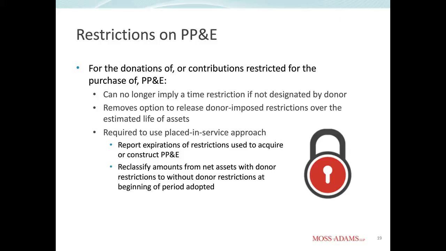There may be circumstances in which a donor restriction may extend beyond the point at which the property, plant, or equipment is placed in service. So for example, a donor may specify that a donation which is restricted for the acquisition of property, plant, or equipment must continue to be used for a specified period of time. In those circumstances, the restriction would expire over the period of time that the asset is to be used.